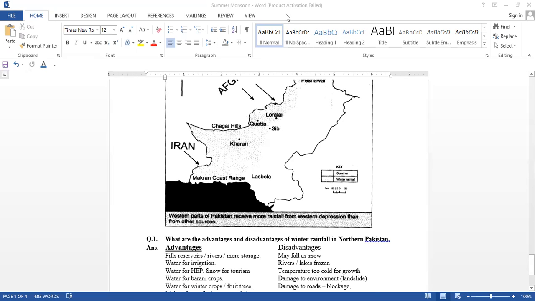So my dear students, this was the topic I wanted to describe and explain. I hope I successfully transferred all the necessary information related to the monsoon as well as the Western Depression.